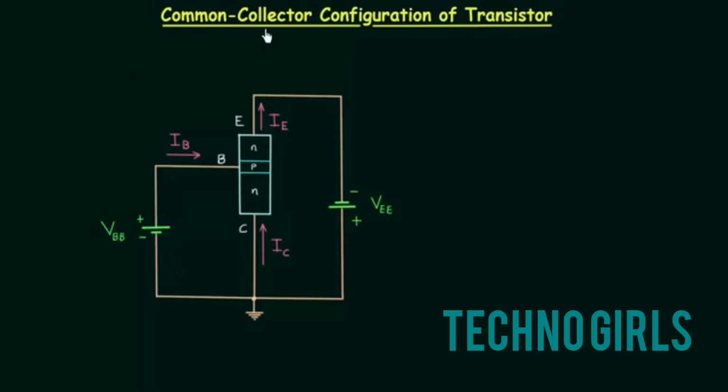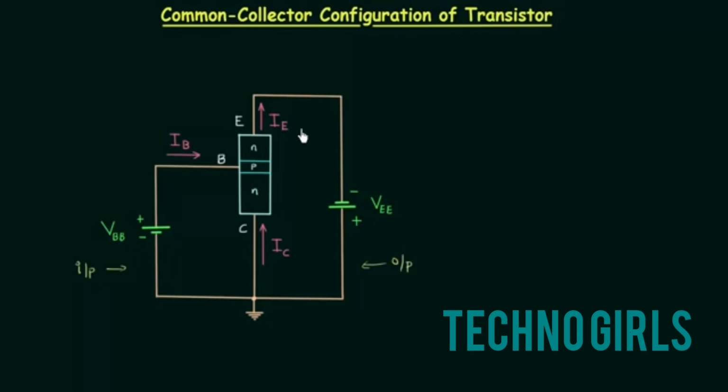Configuration is common collector configuration. You can see in this configuration, collector is common to the input side and to the output side. Collector is common to the input side and it is also common to the output side. VBB and VEE are the biasing potentials.